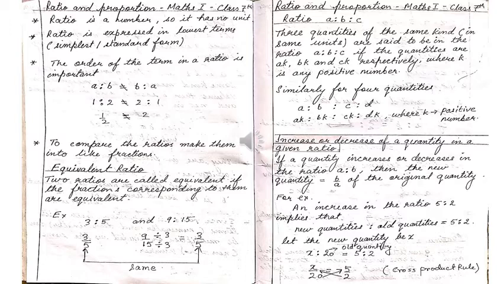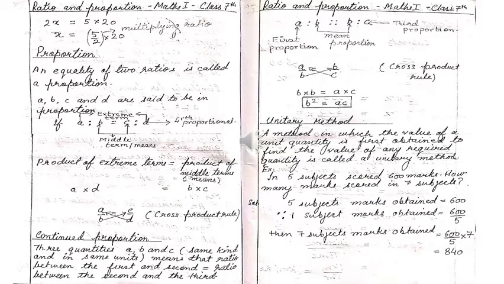Now the cross product rule applies over here, as you can see on your screen. 2 will be multiplied with x and 20 will be multiplied with 5. Now 2x is equal to 100, so x will be equal to 50, but here 5 by 2 is a multiplying ratio.